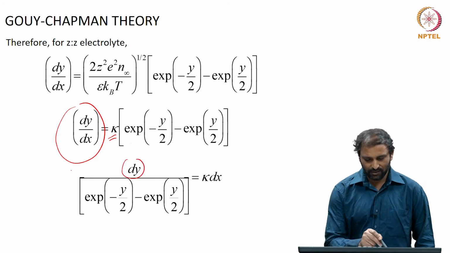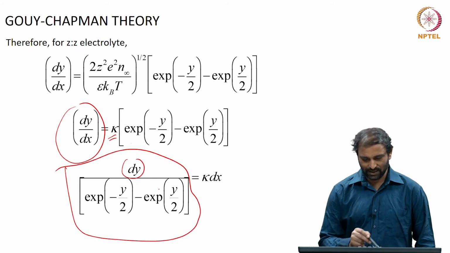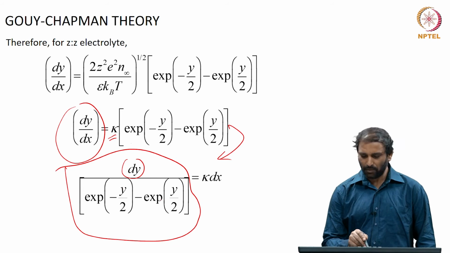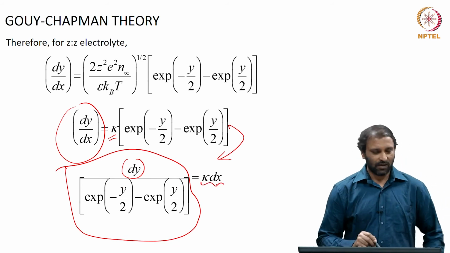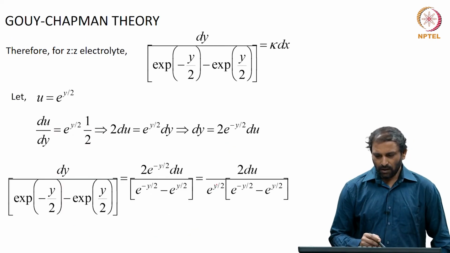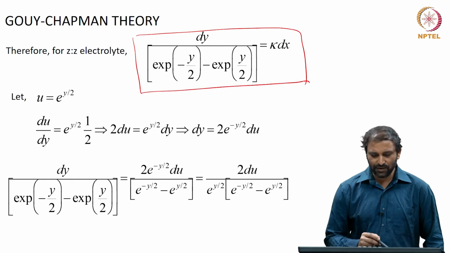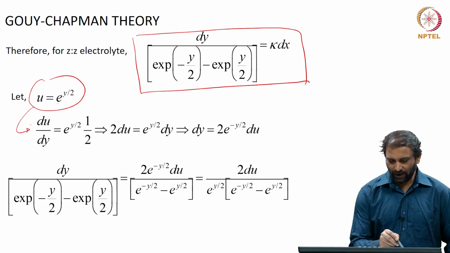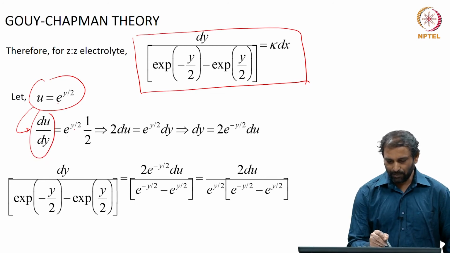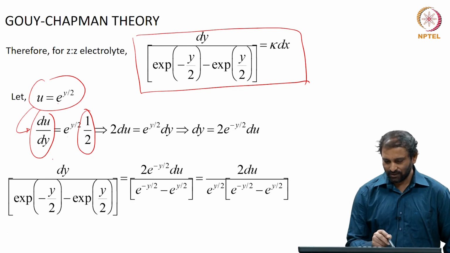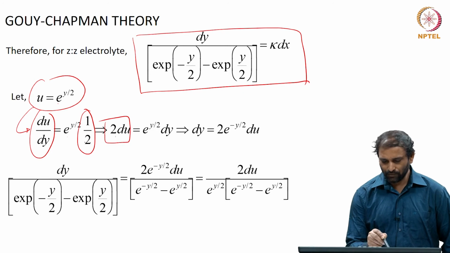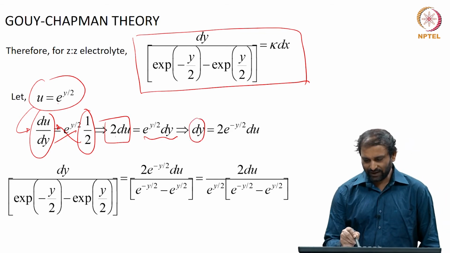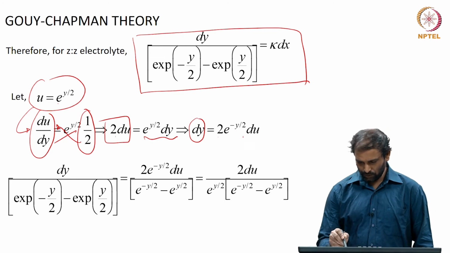Now, I can separate the variables. So, I have dy, the terms with y on the one side, I can just rearrange this a bit. Therefore, I end up with dy divided by exponent of minus y by 2 minus exponent of y by 2 is equal to kappa times dx, and if you want to evaluate this further, again we are going to substitute u as e power y by 2. Therefore, du by dy is e power y by 2 multiplied by 1 by 2, right. So, therefore, 2 times du, I can cross multiply them, 2 times du is e power y by 2 times dy. Therefore, dy essentially becomes 2 e power minus y by 2 into du.